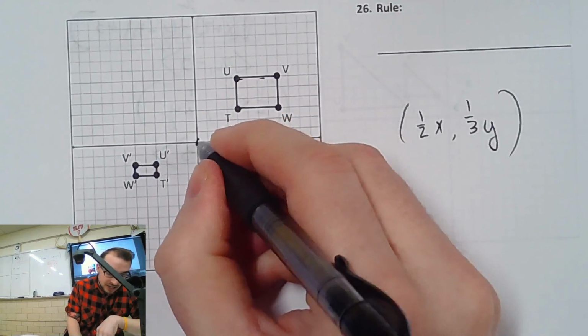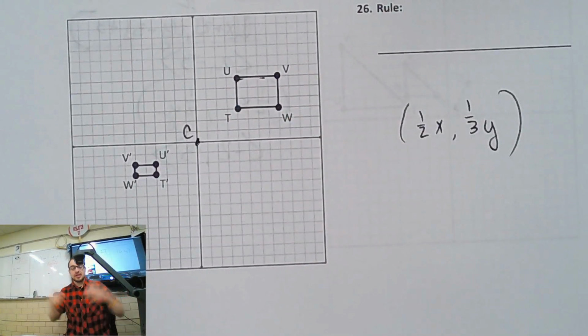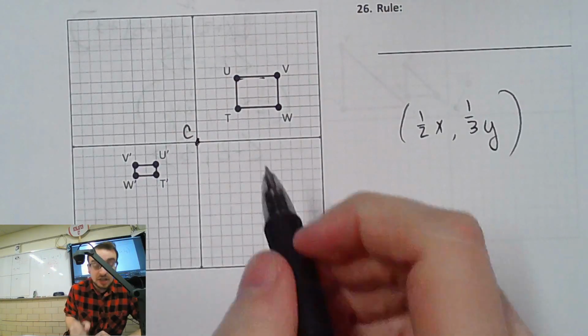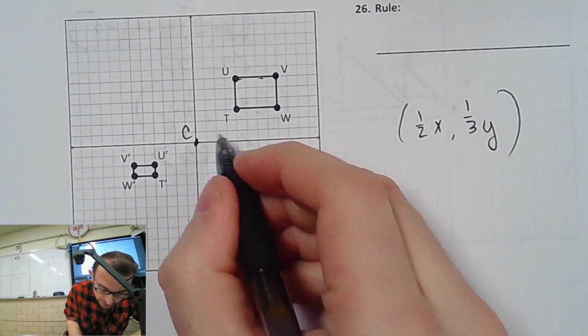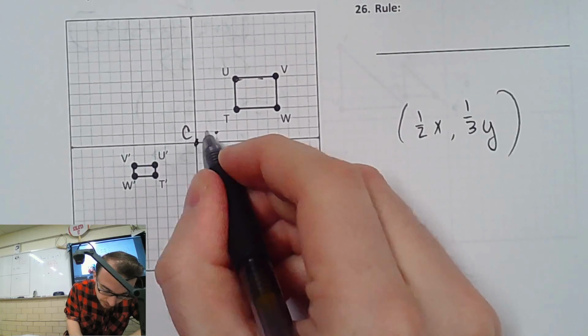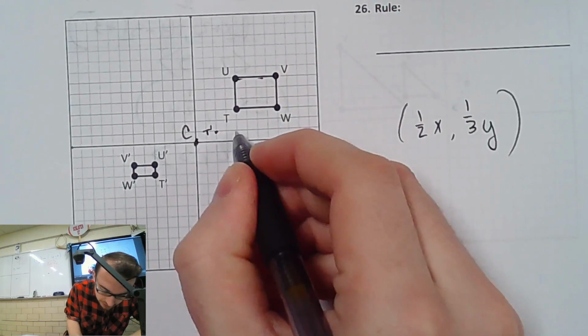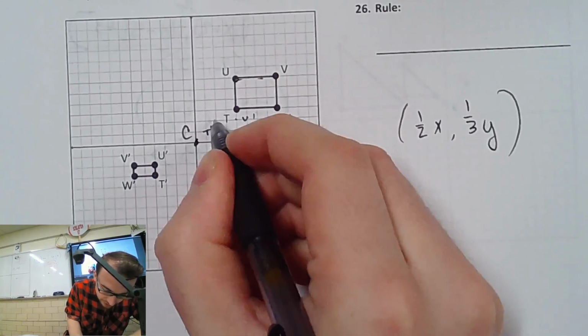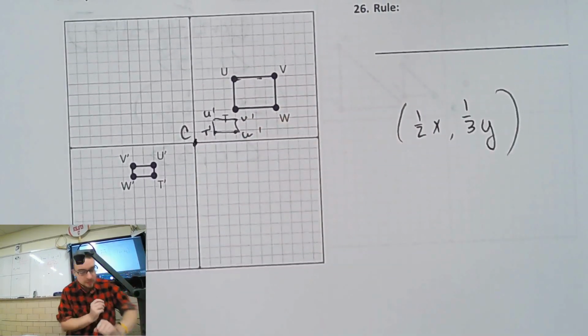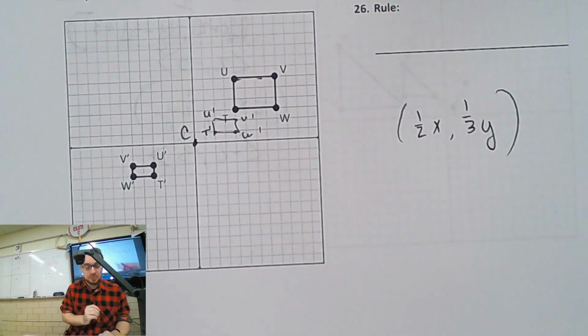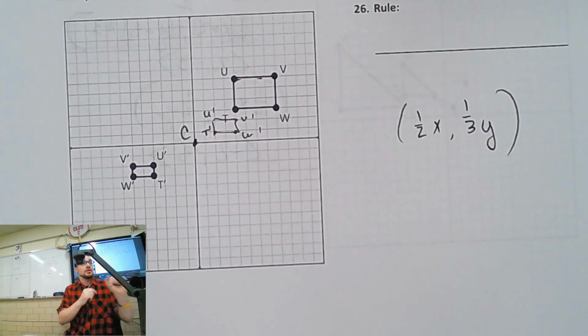I would use C as the origin to keep it simple. So that's going to get it to be the right size. That's going to put it somewhere. It's going to put it like here for T prime, and then it's going to put W prime here, and V prime there, and U prime there. So now we're here. Can I just slide it in place? No, I have to flip it, don't I?